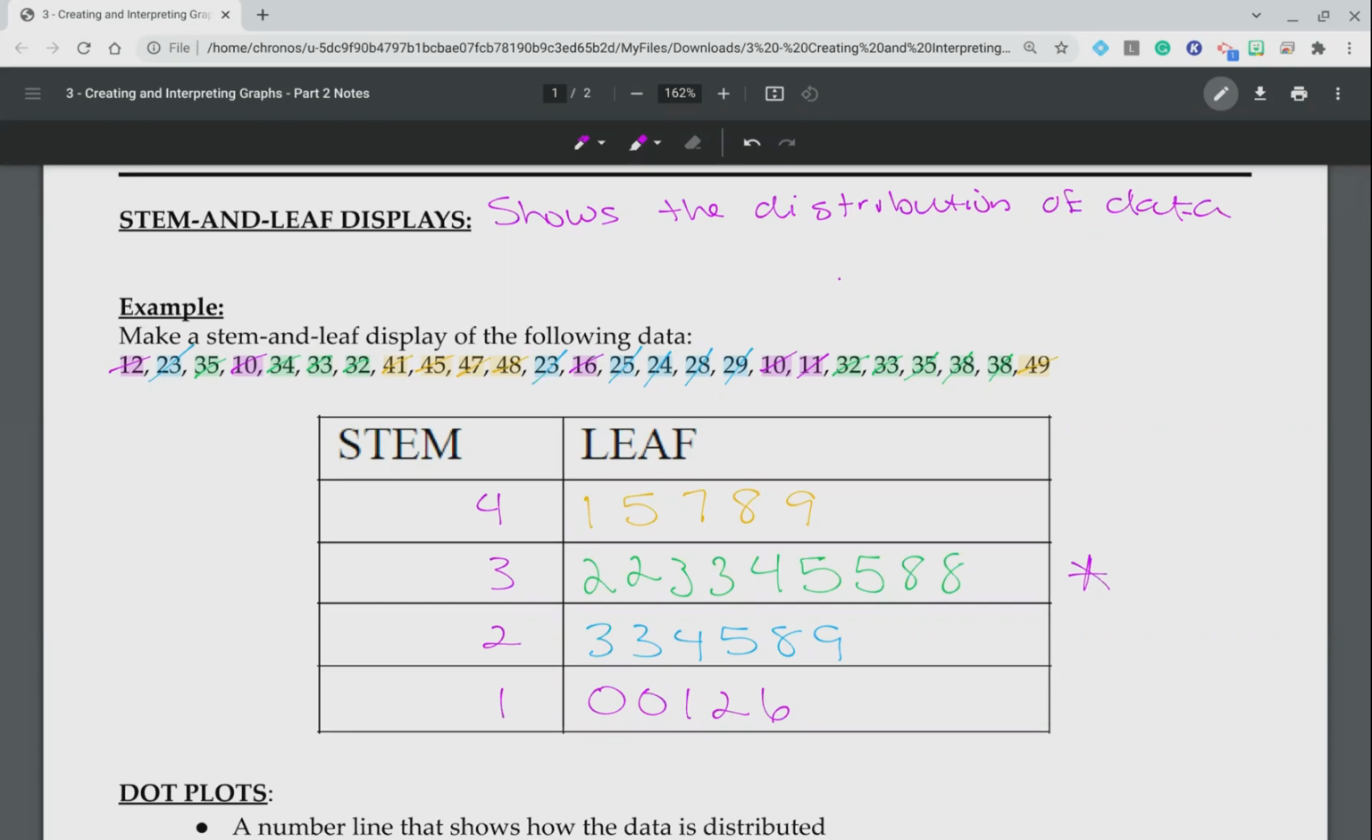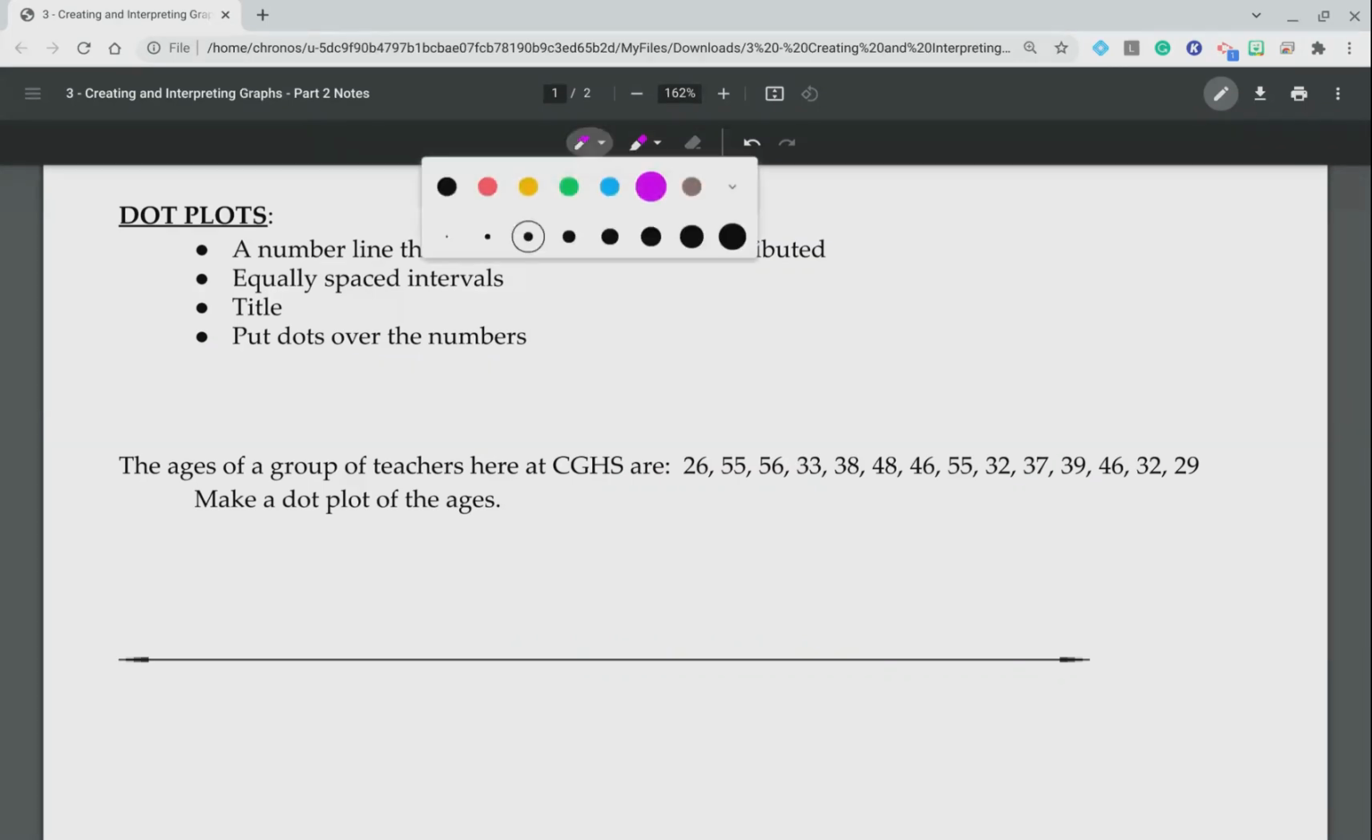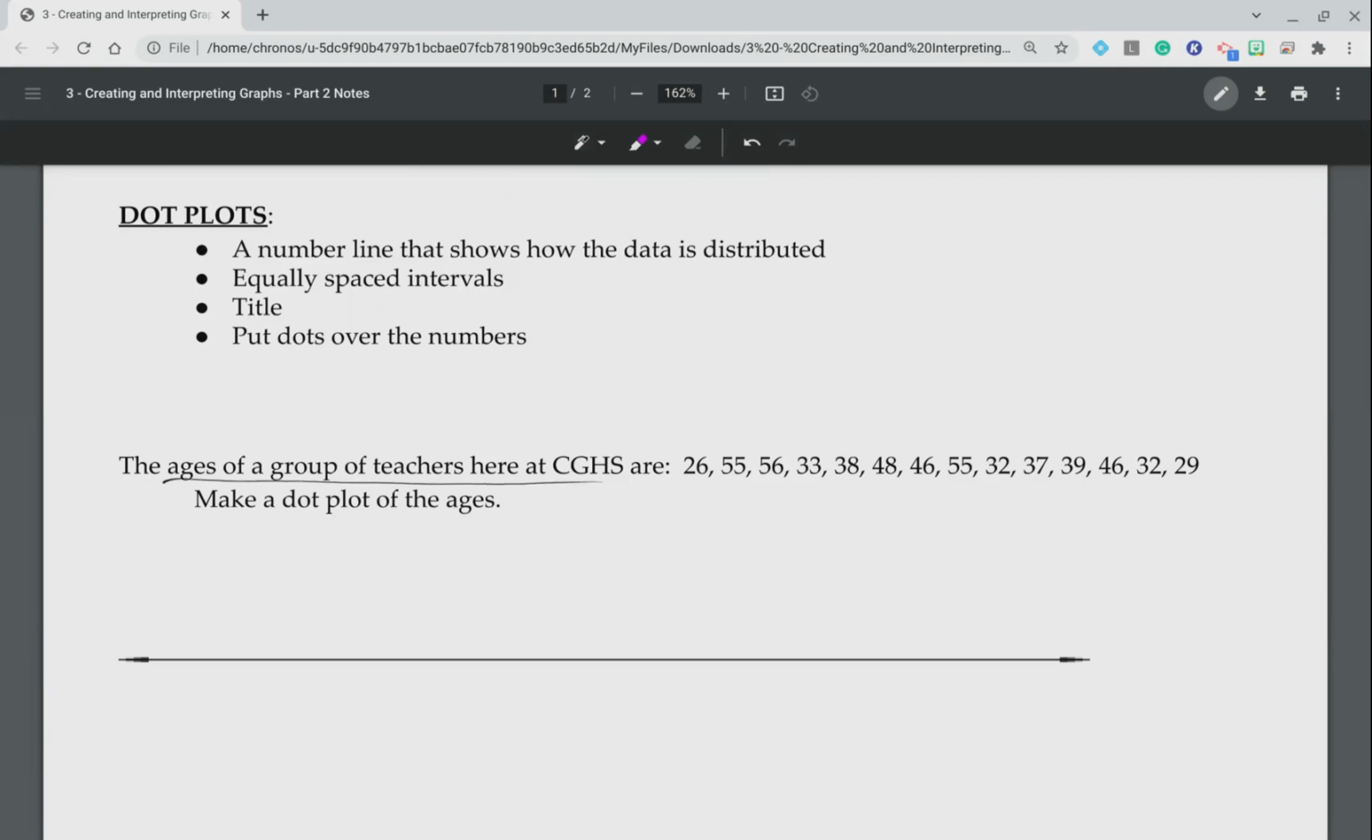All right, and then the second one we're going to talk about today is a dot plot. So a dot plot takes place on a number line. And again, it shows how the data is distributed. You have to equally space all of the intervals. You have to have a title, and you put dots over the numbers. All right, so if we look at what this list of data is showing us, it's the age group of teachers at CGHS.